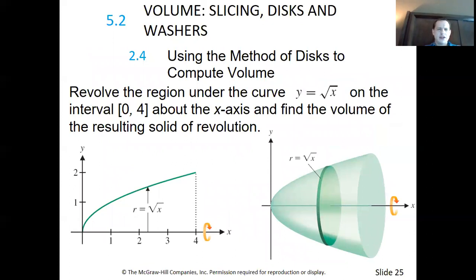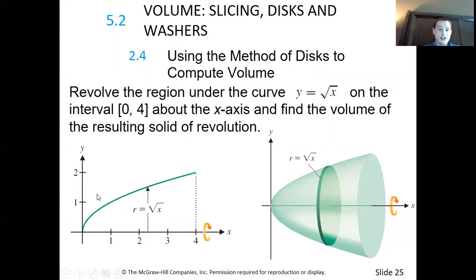So let's look at a specific example. Let's say they said revolve the region under the curve y equals square root of x, there it is in green on the left, on the interval 0 to 4, so x goes from 0 to x equals 4, about the x-axis, and find the volume of the resulting solid of revolution. Okay, here's this green function, and we're going to revolve it around the x-axis. Well, how are we going to do that? We're not going to do the whole thing at once. We're going to take a sliver.